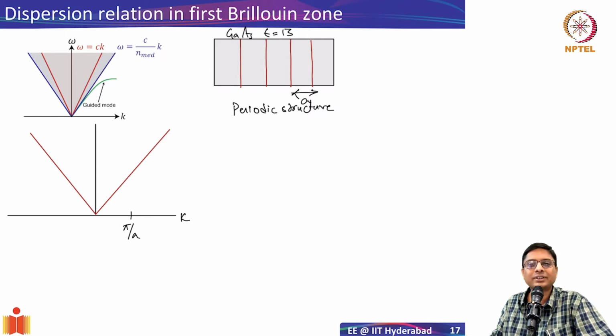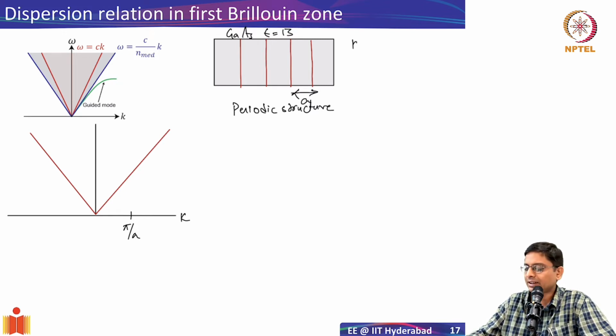Why am I interested in this? Well, you will see in a moment. Let's say what happens if k equals pi by a. We know that k is 2 pi by lambda, and that is equal to pi by a. So what does it mean?